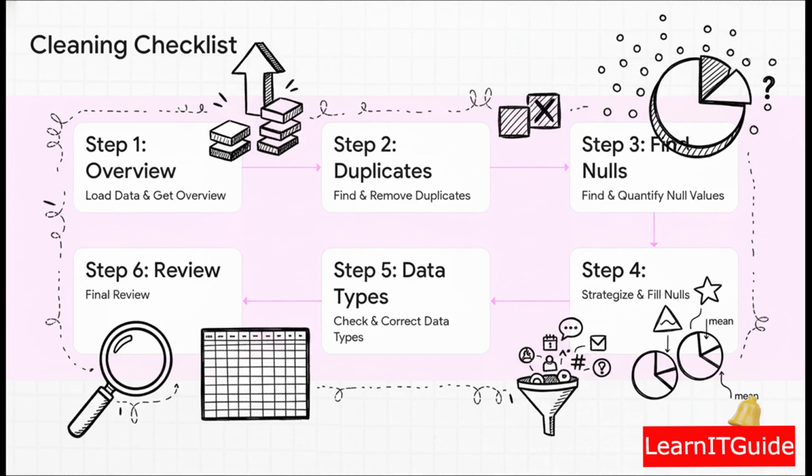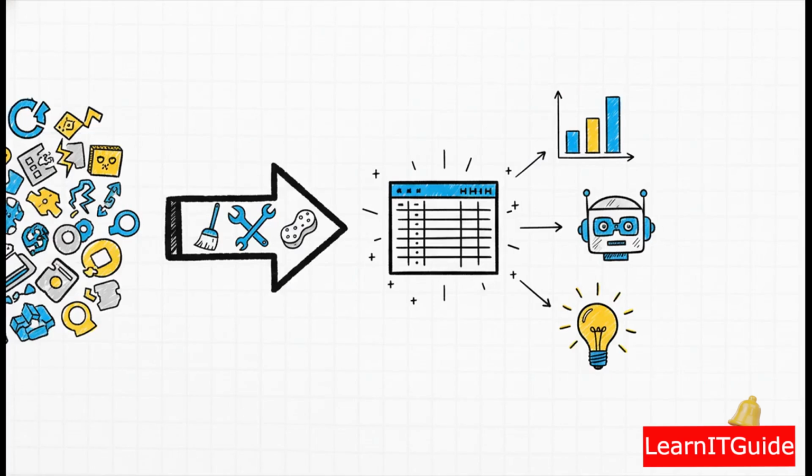Step 4, strategize. Decide how you're going to fill those nulls, mean, median, or mode. Step 5, check all your data types and fix anything that looks weird. And finally, step 6, do one last quick review to make sure everything looks clean and correct. And just like that, you're done. By following that simple checklist, you've taken a chaotic, messy, untrustworthy data set and turned it into a clean, solid foundation. Now, and only now, are you really ready to start the fun stuff? Doing analysis, making cool charts, or even training a machine learning model that you can actually count on.